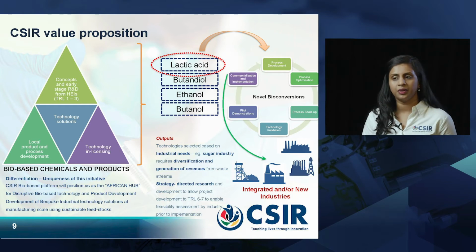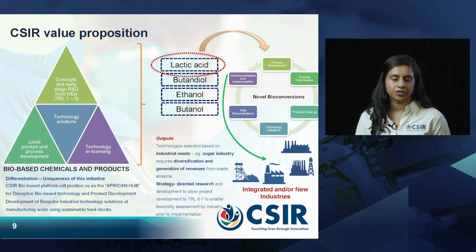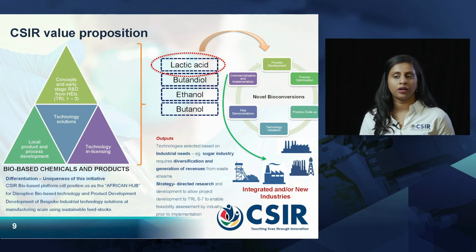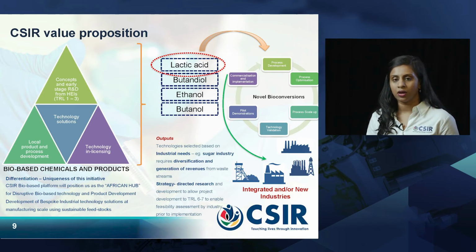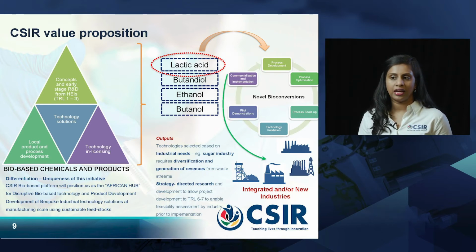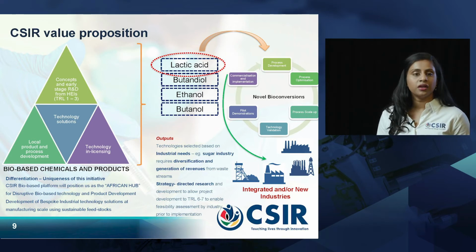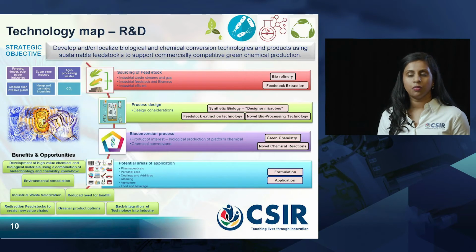This technology could be integrated into an existing industry or new industries could be created. This would result in a technology being developed based on a specific industrial need, and strategy-directed research and development would allow a technology to be matured along the value chain. So a technology map would generally include the sourcing of a particular feedstock. This could be an industrial waste stream or effluent that could be used.